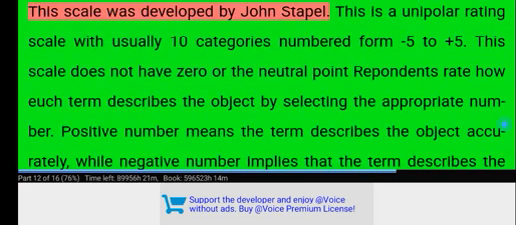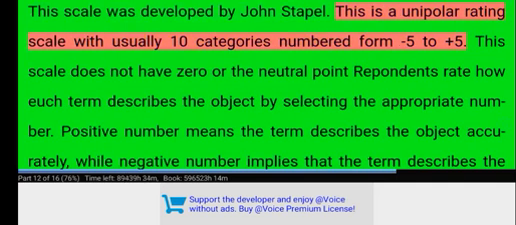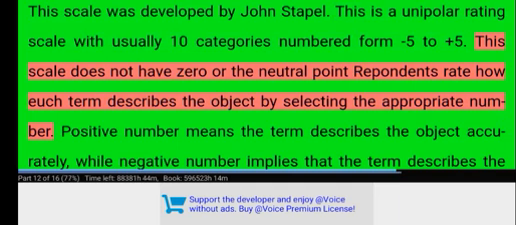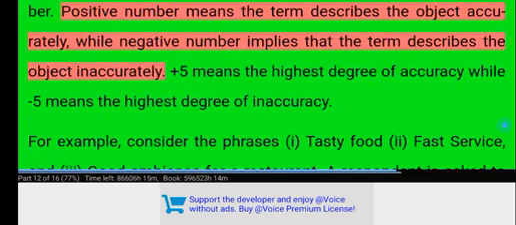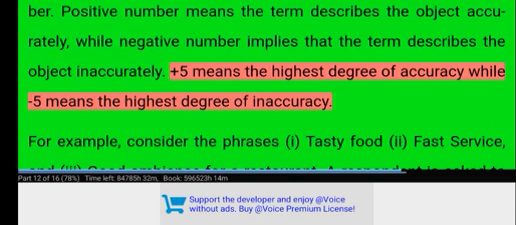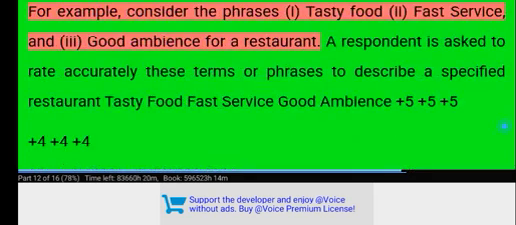Stapel scale. This scale was developed by Jan Stapel. This is a unipolar rating scale with usually 10 categories numbered -5 to +5. This scale does not have a zero or neutral point. Respondents rate how each term describes the object by selecting the appropriate number. A positive number means the term describes the object accurately, while a negative number implies that the term describes the object inaccurately. +5 means the highest degree of accuracy, while -5 means the highest degree of inaccuracy.